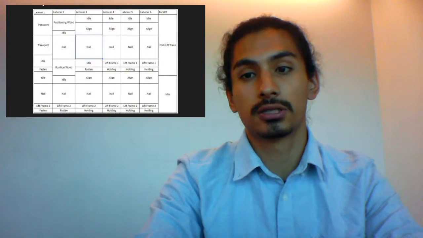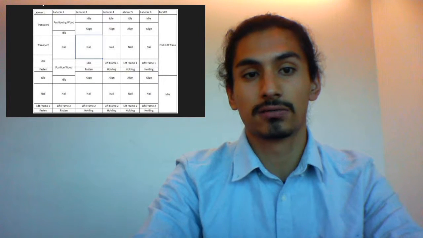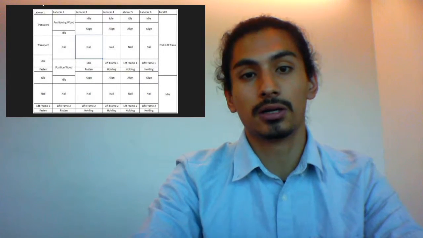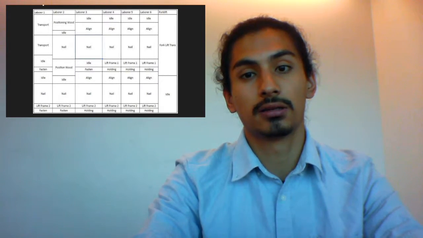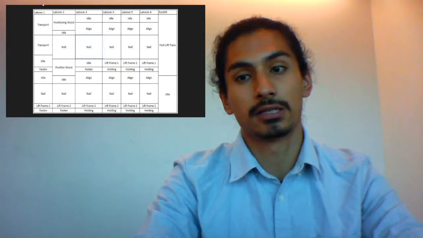Laborer 2 will still be positioning wood, but he will also be involved in the nailing, lifting, and fastening of the frame as well. Laborers 3 through 6 will all do the same task for almost the whole time. They will now help with the aligning, the nailing, the lifting of the frame, holding the frame, and fastening.